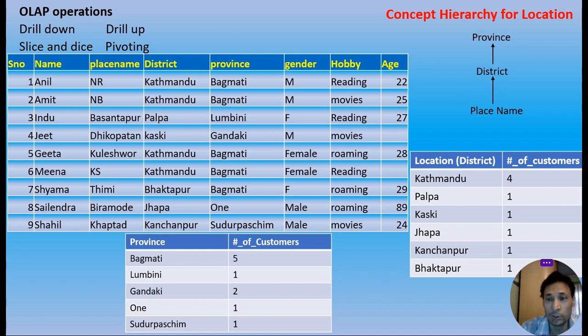Here I have considered the location. Location can have different levels. Similarly, the time dimension can also be divided into different levels like day, week, month, quarter, year. So data given at different levels can be summarized or mapped to a higher level. In this way we can perform drill down and drill up operations using the concept hierarchy.